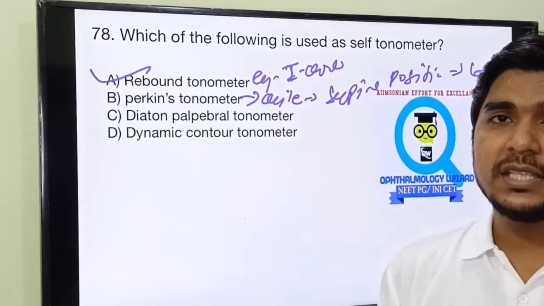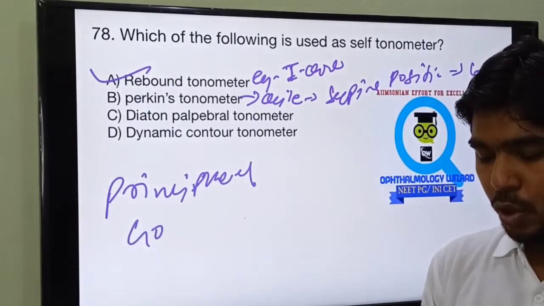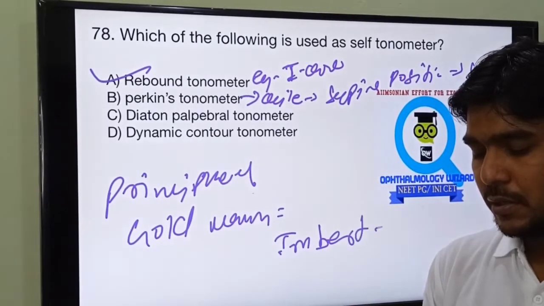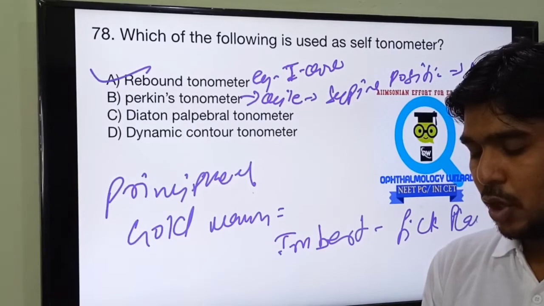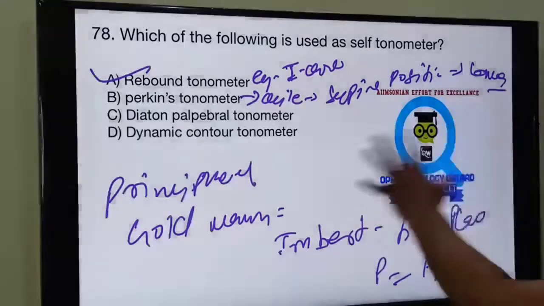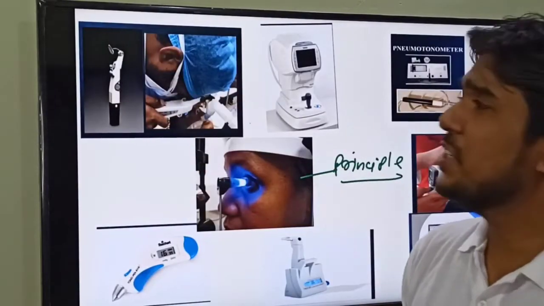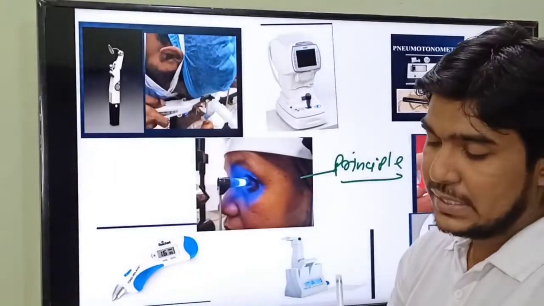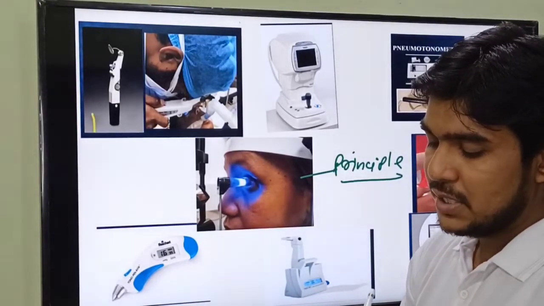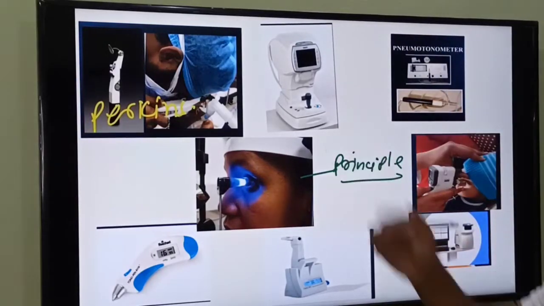Now what is the principle of Goldmann tonometer? It is the inverse Fick's law, that is P is equal to F by A. So this is what we call the inverse Fick principle. Remember this. Now what is this? Which instrument is this? This is nothing but the Perkins tonometer.